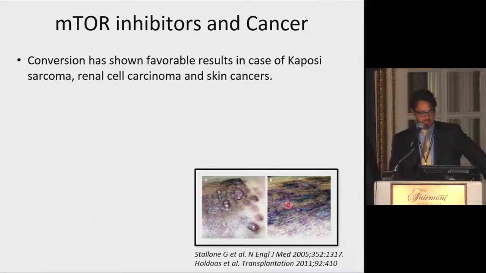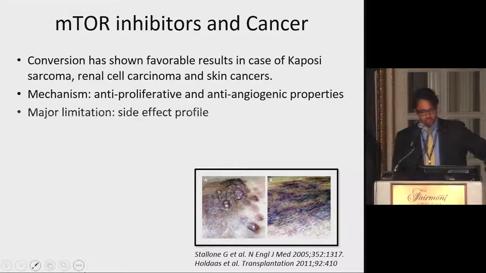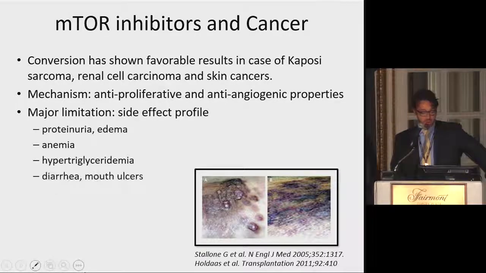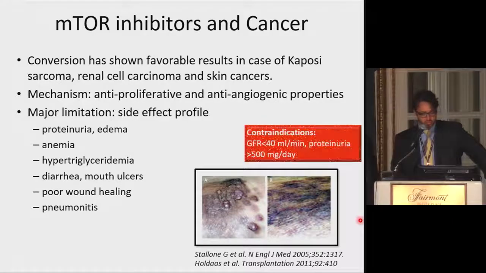You saw this already. This is just a picture showing a resolution of a Kaposi sarcoma in a patient that received that. The mechanism by which this occurs is that they are anti-proliferative and anti-angiogenic, in addition to their immune suppressive effect. So in certain cases, they are extremely helpful in patients with recurrent skin cancer, for example. Main side effects are preventing this from becoming one of the main drugs that we use in the clinic, and also because they're not as powerful as immune suppressive drugs in general.